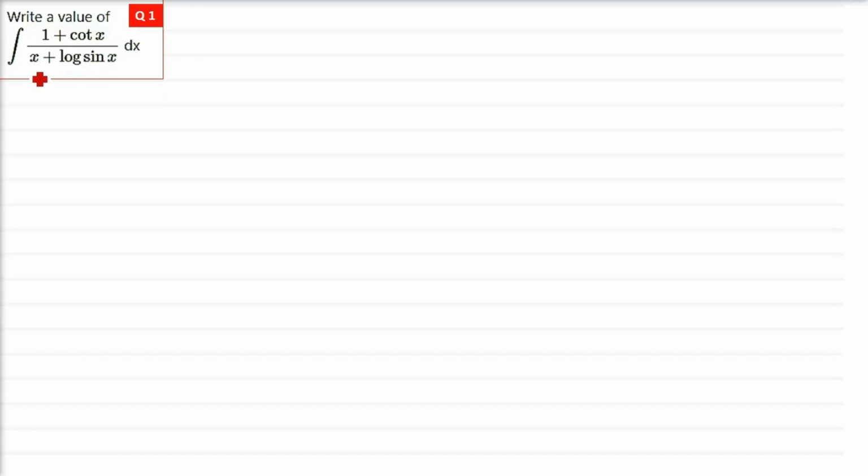Integral of (1 plus cot x) divided by (x plus log sin x) dx. Now since this is VSAQ or short answer question, we generally see the denominator and we would like to get the numerator out of it in the indefinite integrals. So there are certain options, like if you have a square root, you need to eliminate that thing. So all those concepts will be used here.